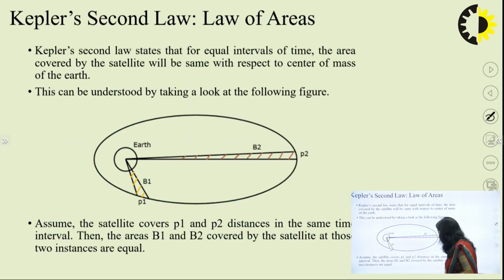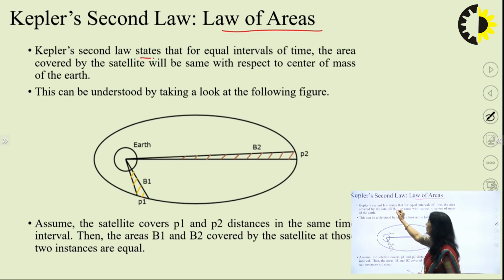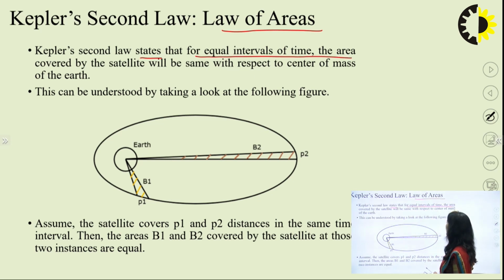Now moving on to Kepler's second law. As I told you, Kepler's second law is also known as the law of areas. Law of areas means in this particular law we will talk about the area covered by the satellite. As per Kepler's second law, for equal intervals of time delta t, the area covered by the satellite will be the same with respect to the mass of the Earth.